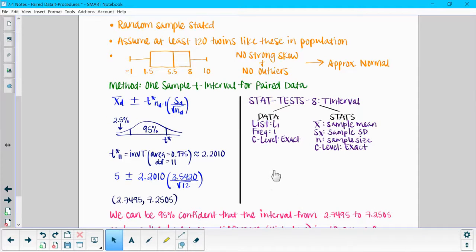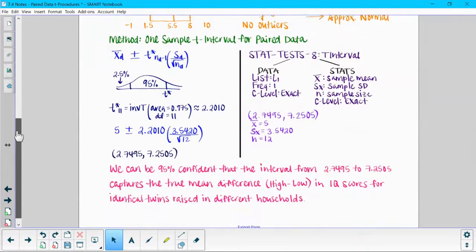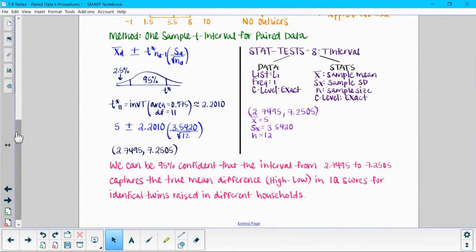Now remember, you will want to write this all down in order to get credit on the AP exam, and we want to conclude. We can be 95% confident that the interval from 2.7495 to 7.2505 captures the true mean difference, high minus low. Again, I am going in and I am notating how I did my differences in IQ scores for identical twins raised in different households.